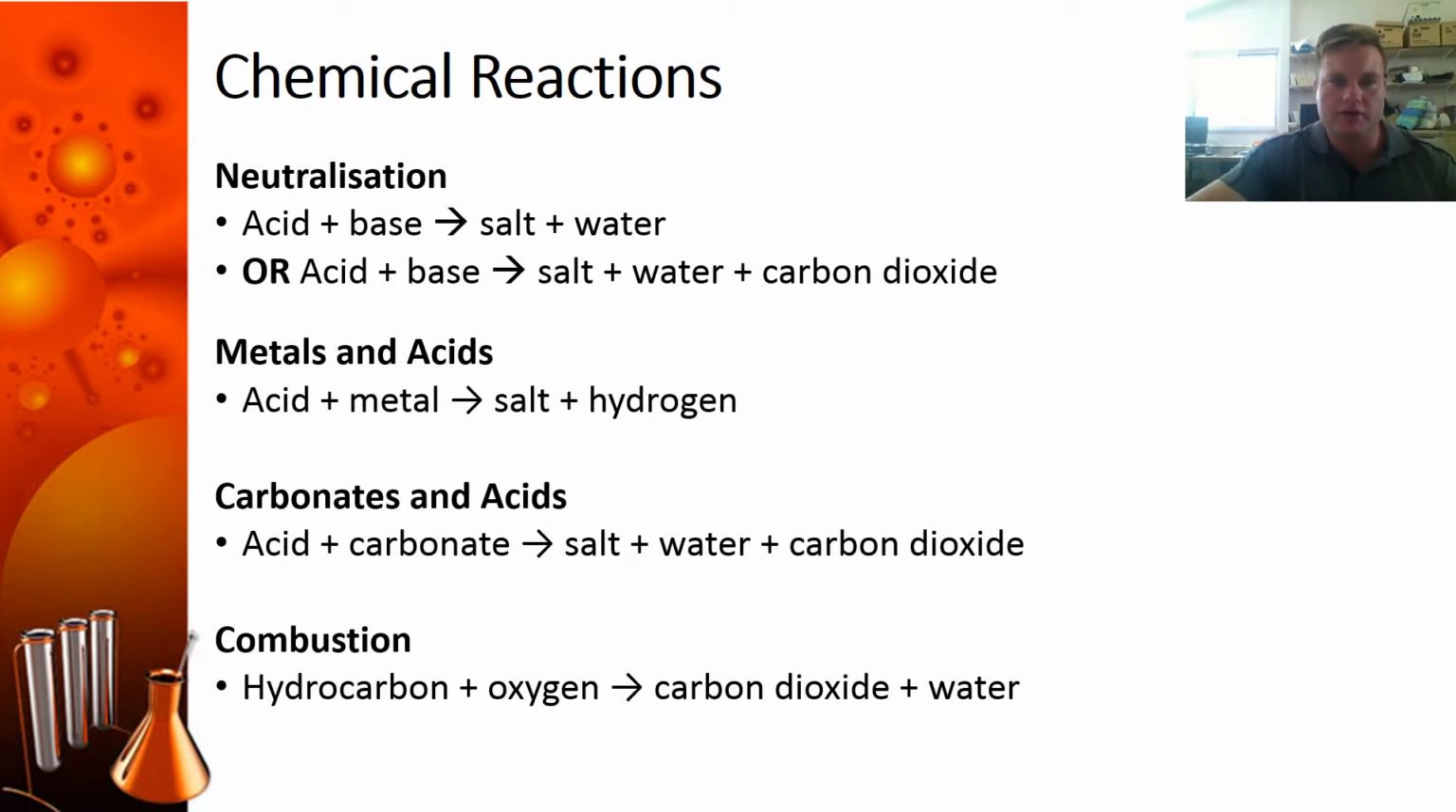In terms of metals and acids, you'll need to know that an acid plus a metal makes salt and hydrogen. So sulfuric acid plus magnesium would make magnesium sulfate and hydrogen gas. And you guys are familiar with that because we normally do the pop test with it in class. In terms of carbonates and acids, an acid plus a carbonate will make a salt, a water, and carbon dioxide. And we've used things like nitric acid and copper carbonate to make copper nitrate, water, and carbon dioxide.